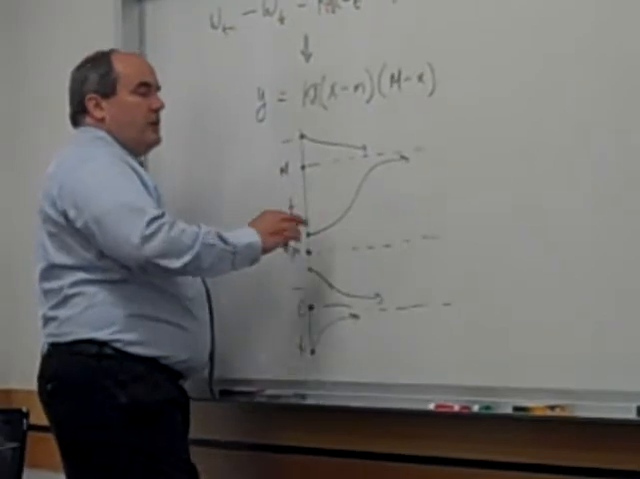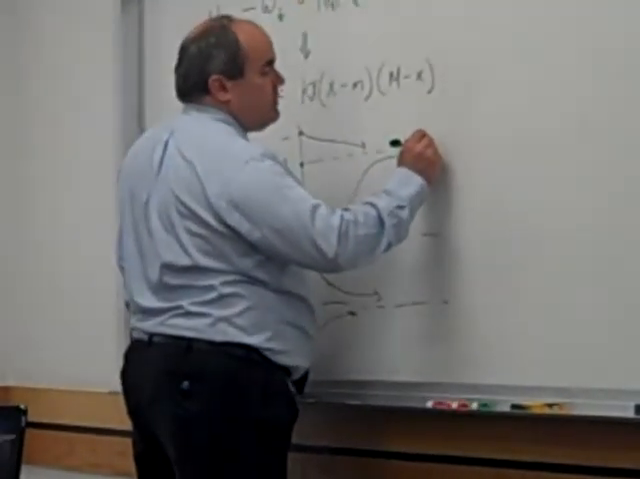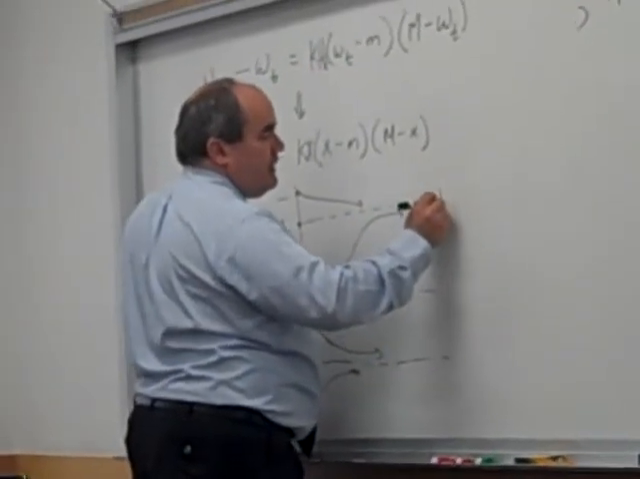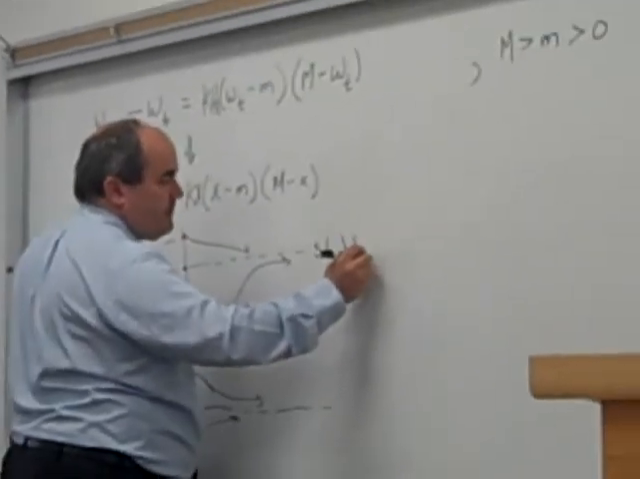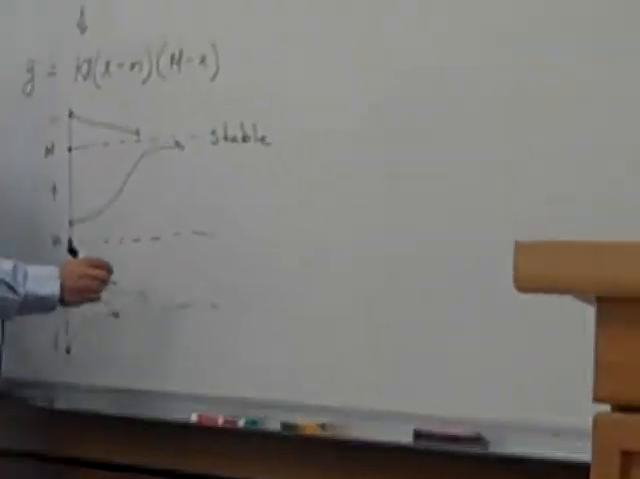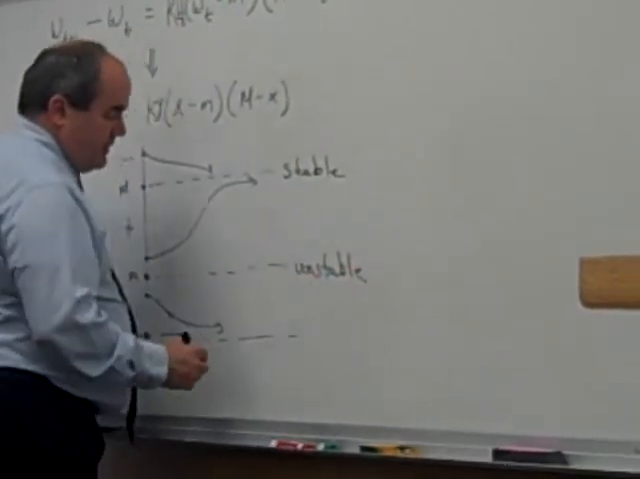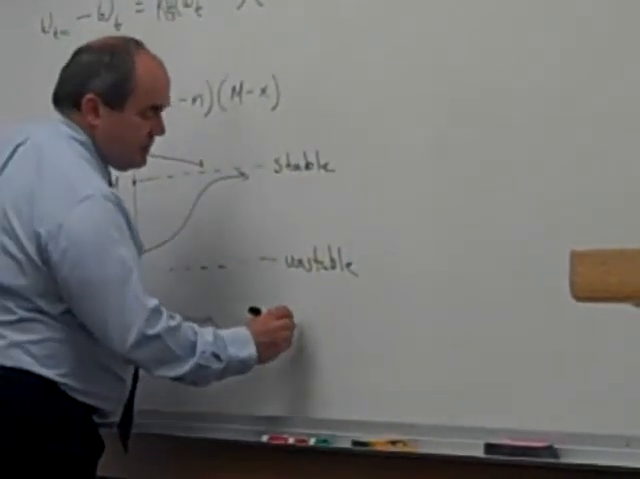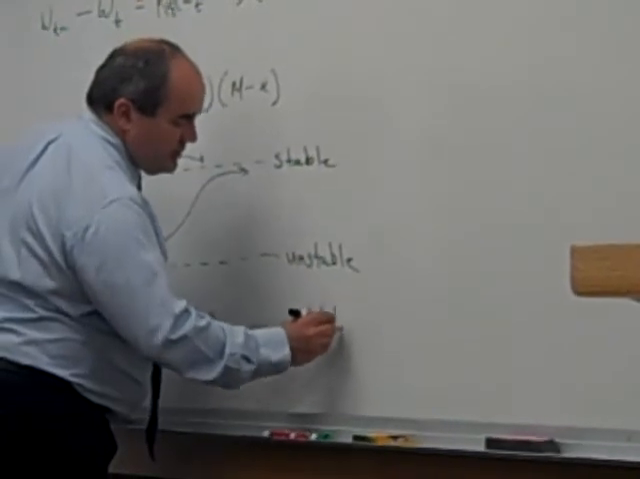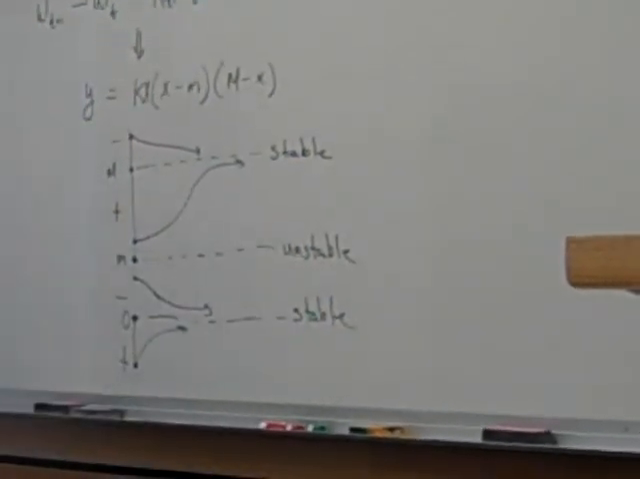So if we come along, maximum population is what kind of equilibrium? Stable. Stable again. Minimum population is unstable. And this time the 0 population is stable. So we get those.